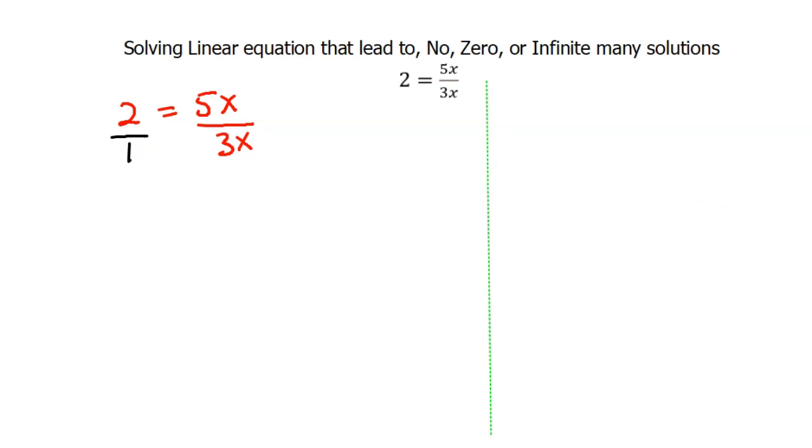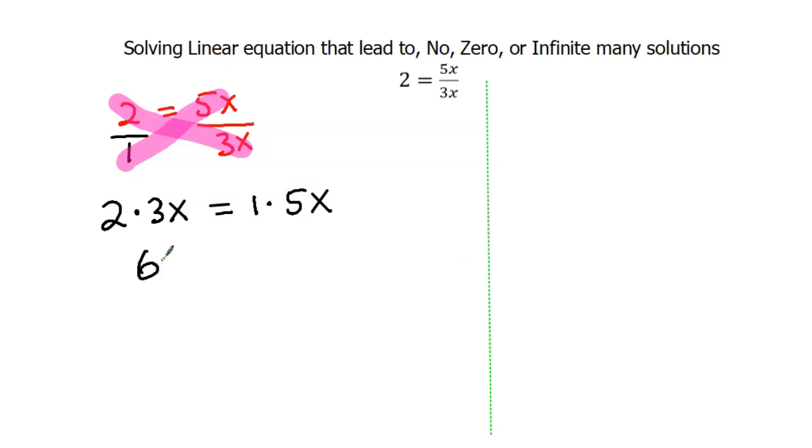In this kind of equation, let's do the crisscross because we have a fraction in it. So we cross multiply this, cross multiply that. When we do that, we are going to get 2 times 3x equals 1 times 5x. This gives us 6x equals 5x.